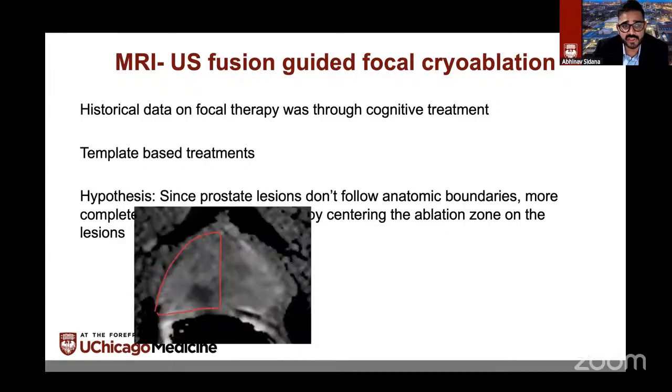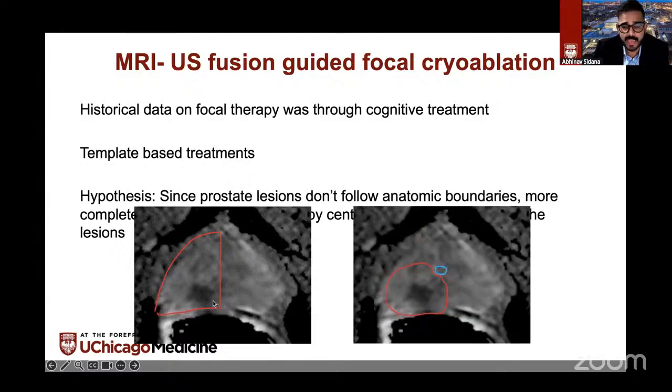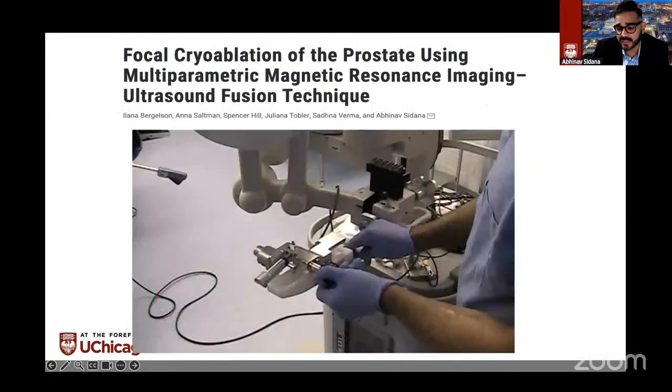Since prostate lesions do not follow anatomic boundaries, do we need to perform focal therapy using some fixed template? Take an example here. The lesion is a right paramedian lesion. If we perform a hemiablation on this lesion, there will be plenty of margin anterior to the lesion, lateral to the lesion, but not enough medial to the lesion. And so we proposed that the ablation margins should be centered around the lesion, and that can be done effectively using fusion technology.